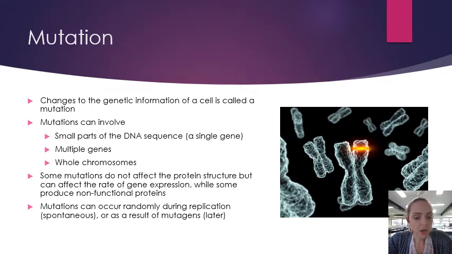Some mutations don't affect the structure of the end protein that we get after transcription and translation, but sometimes they can still have effects on gene expression, changing the rate that occurs, or some can produce proteins that are non-functional. And in terms of how these mutations occur, sometimes it's random and the figure is around an error in every 1 million bases during replication, or it can happen due to exposure as an adult to things known as mutagens, things that are going to cause mutations to happen.